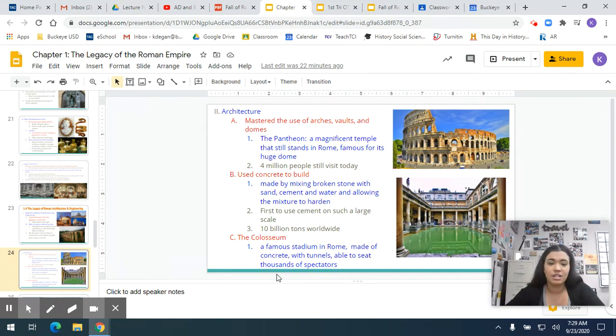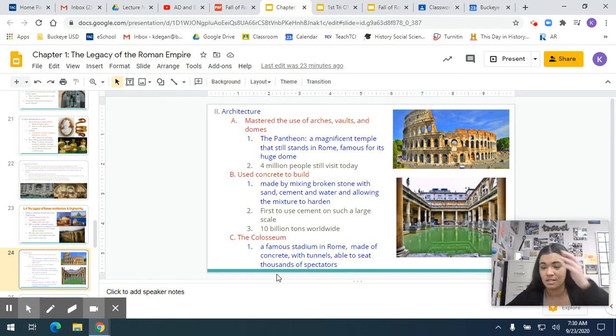They mastered the use of arches, vaults, and domes, and we saw all of that in Engineering an Empire. We see arches in the Colosseum. We saw vaulted ceilings throughout many of them, and then the dome in the Pantheon, which you saw how they were able to make without any buttresses, which was really incredible. And 4 million people still visit the Pantheon today. They used concrete to build.